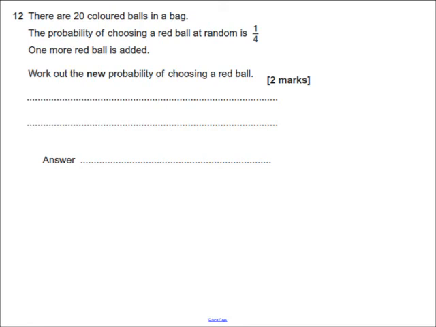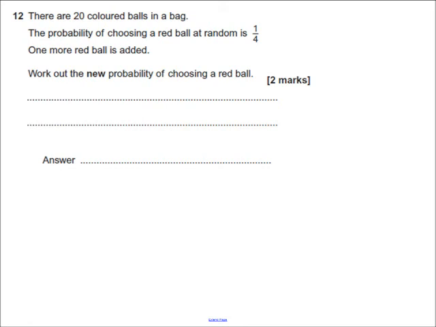Question 12. There are 20 coloured balls in a bag. The probability of choosing red at random is 1/4. One more red ball is added. Work out the new probability of choosing a red ball.